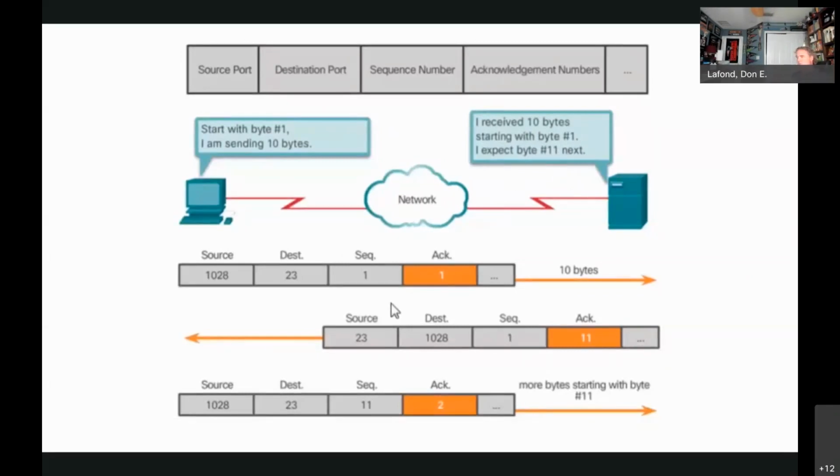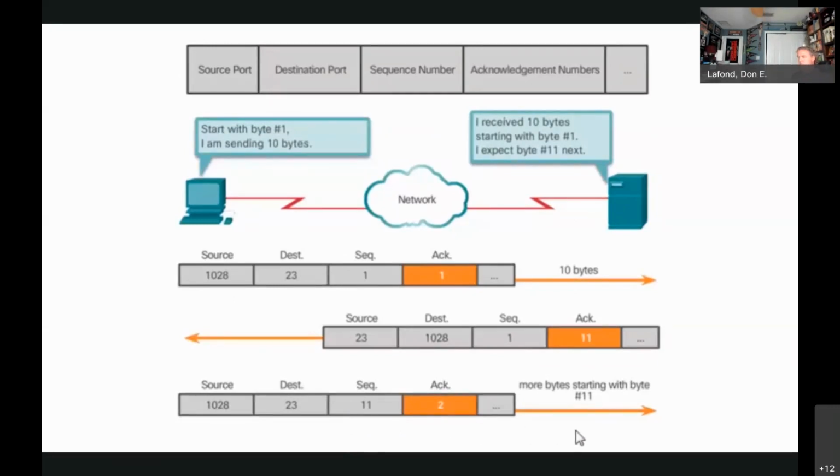If we look down here, we can see that in this segment, starting with sequence number 1, 10 bytes have been sent. The receiver sends an ACK 11. Starting with 1, 10 bytes were sent, so the next sequence number it's expecting is an 11. This acknowledgement is sent back to the originating host. Now the originating host sends 10 more bytes, starting with sequence number 11.